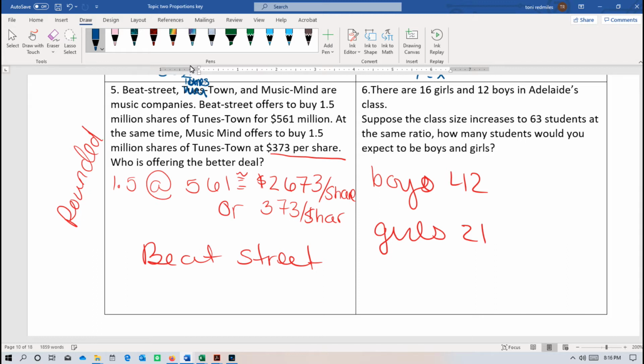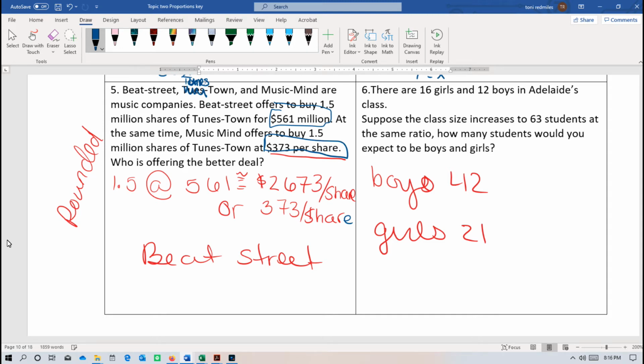It's Beach Street. And what I decided to do is figure out how much per share each one is. See, look, we're comparing two different things here. We have one that's saying, I'm going to just buy the whole kit and caboodle for this amount, or this much per share. So what I did was I converted the first one per share.